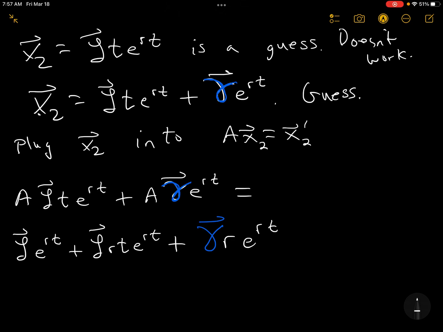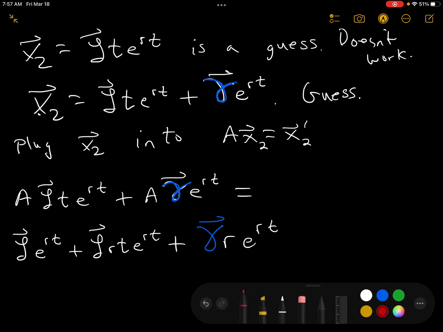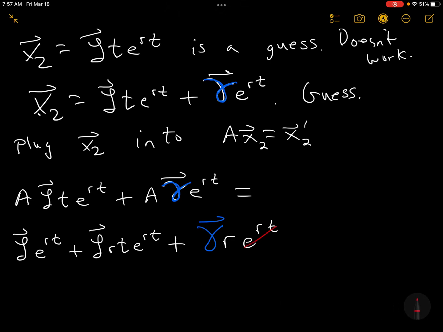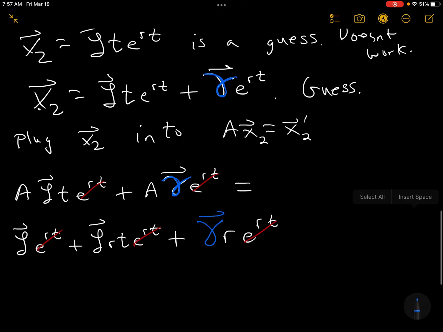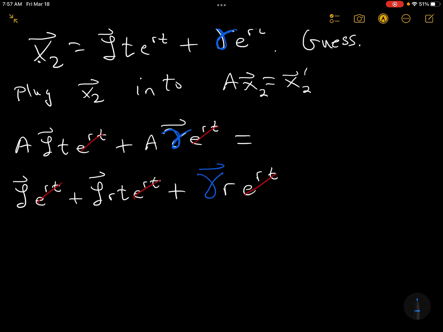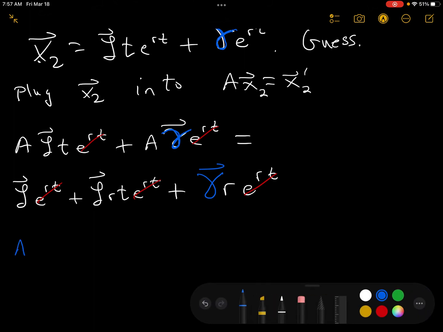And I don't have a big enough screen to make it all the way across, but we're taking the left-hand side and setting it equal to the right-hand side. Straight away, you see that every term has an e to the RT in it, so we can divide them out and just have a matrix equation.